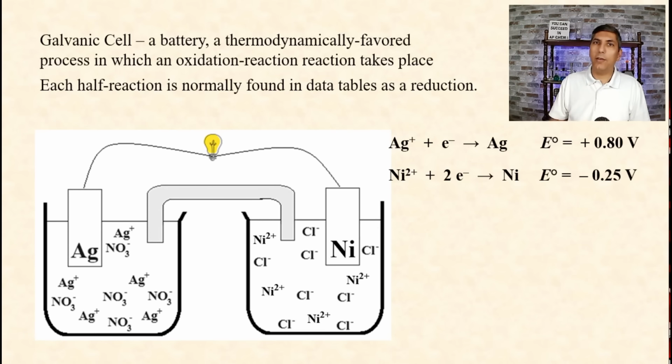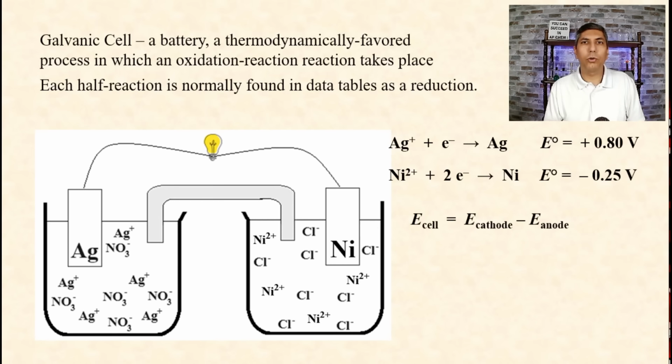Okay, I know that we have to have one reduction, one oxidation, but in the tables, they're always going to write them as reductions. And so in these, let's first of all calculate the total voltage, or the cell potential here. Now, the cell potential, the E cell, is going to be the standard reduction potential of the cathode minus the standard reduction potential of the anode. And the way we do this is we have to subtract these numbers in such a way that we get a positive value for E cell.